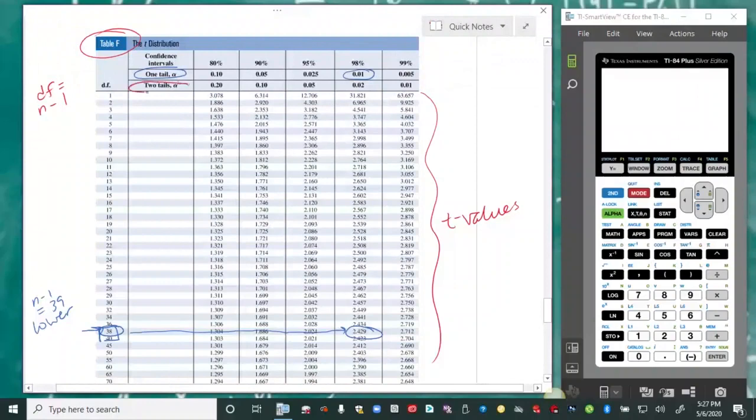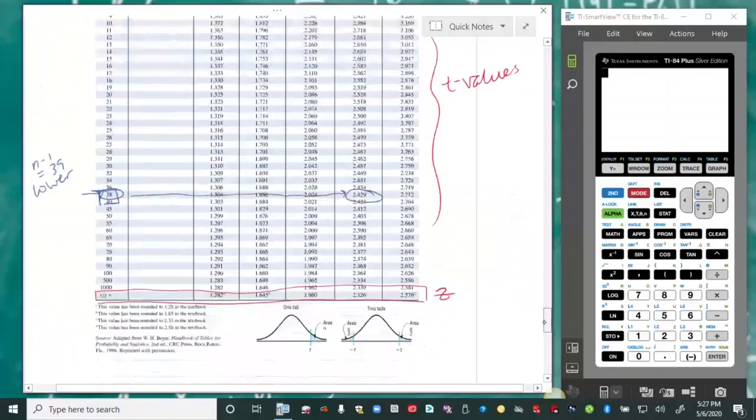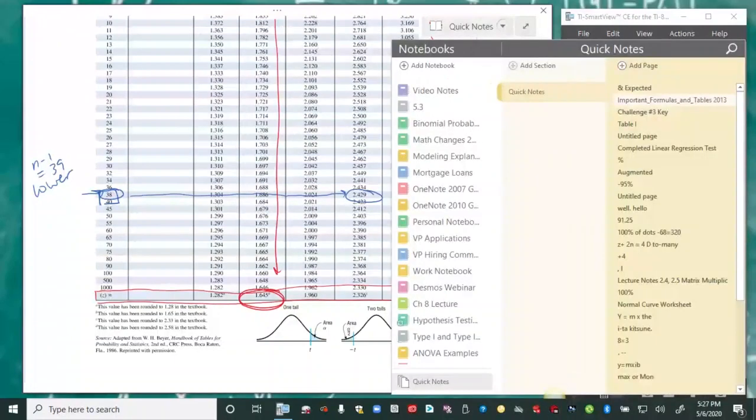Okay, so I've got two tails, and it is 0.10, so I'm in the second column. But remember, all of the first values are t-scores. The z-scores are at the very bottom. So I'm just going to go to the very bottom here until I hit this value right here. So 1.645. You'll also see that it's 1.65. Either one is fine, plus or minus, because this is a two-tail test.